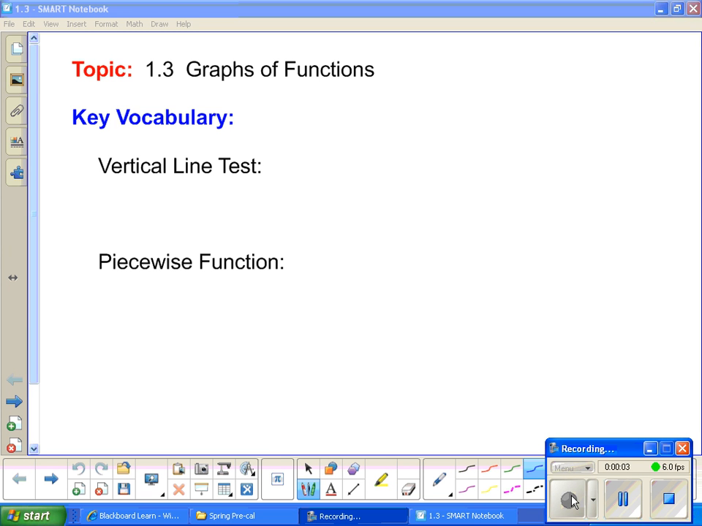Today's topic, 1.3, graphs of functions. We're going to look at two key vocabulary. First one, the vertical line test.